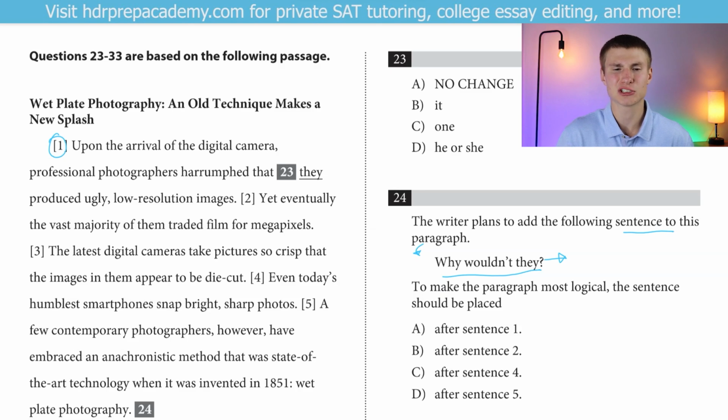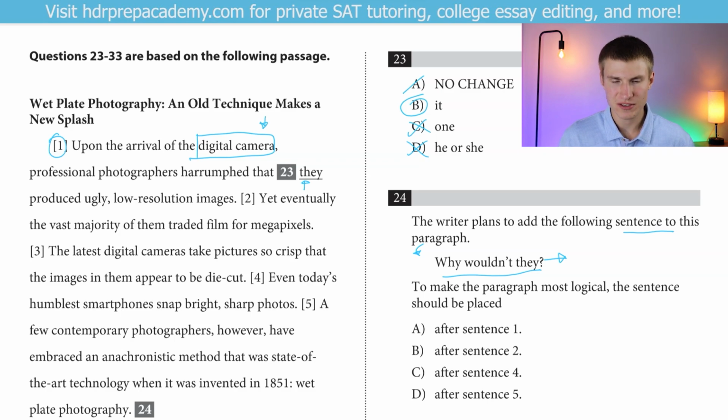So we have, upon the arrival of the digital camera, professional photographers harumphed that, and they'll have some sort of pronoun, produced ugly, low-resolution images. Well, that's referring to the digital camera, which is singular. Therefore, our answer has to be it. It can't be they, which is plural. Can't be he or she because we're referring to an object. We want to use the singular pronoun for an object, which would be it.